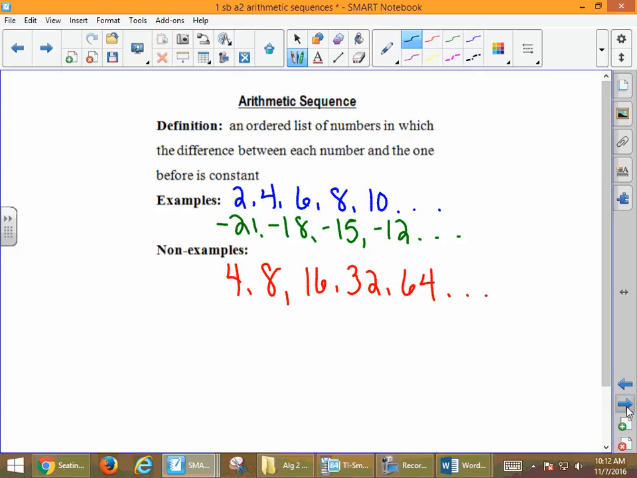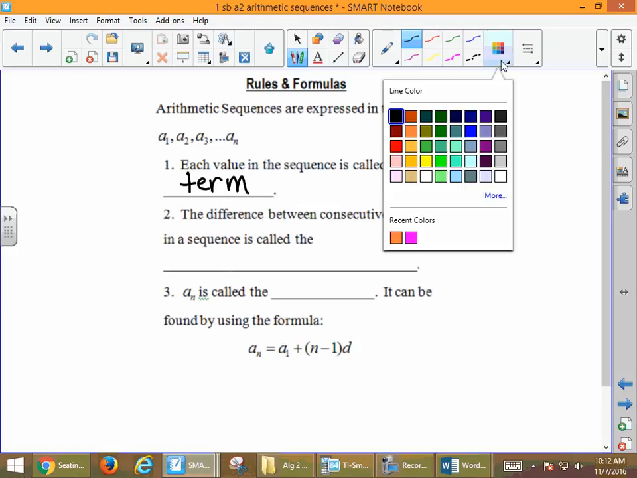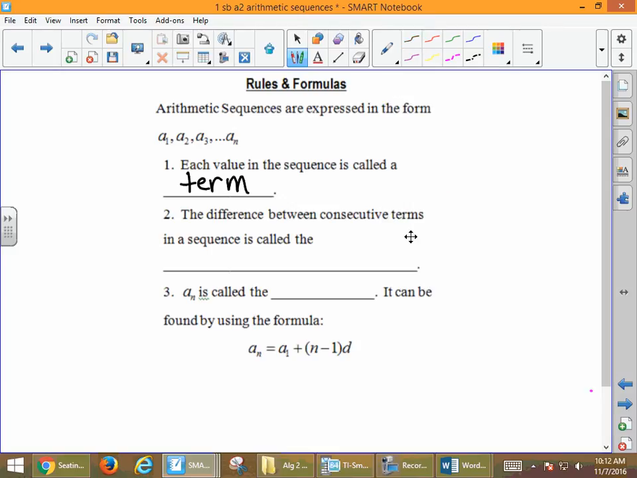What happens when we're working with these arithmetic sequences? First of all, they're expressed as a list: a sub 1, a sub 2, a sub 3, dot, dot, dot, to a sub n. Each value in the sequence is called a term. The difference between consecutive terms, the difference between each of the terms in the sequence, is called the common difference, and we abbreviate that as d.